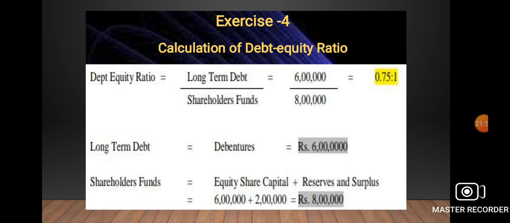Long term debts include debentures, bonds, long term loans and other long term borrowings. Then shareholders funds: equity share capital plus preference share capital plus reserves and surplus. So the debt equity ratio formula is long term debts divided by shareholders fund.